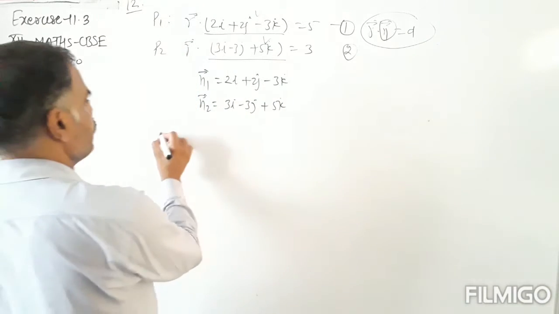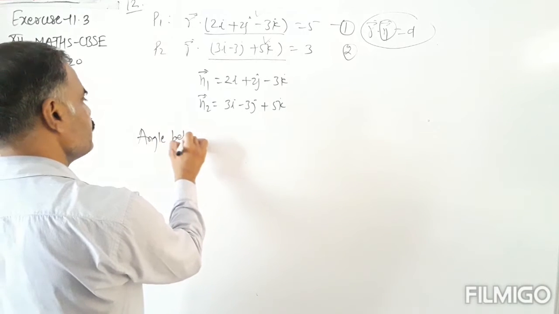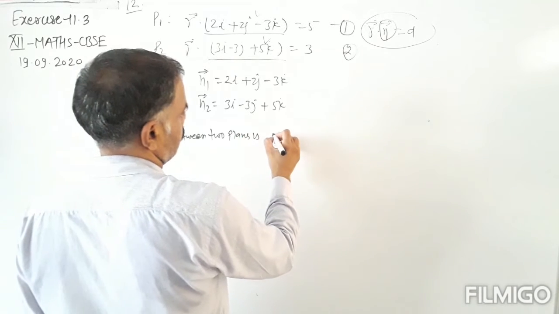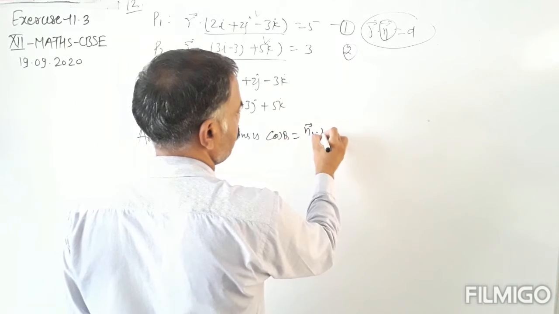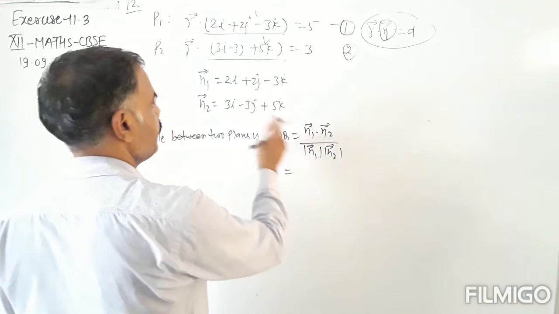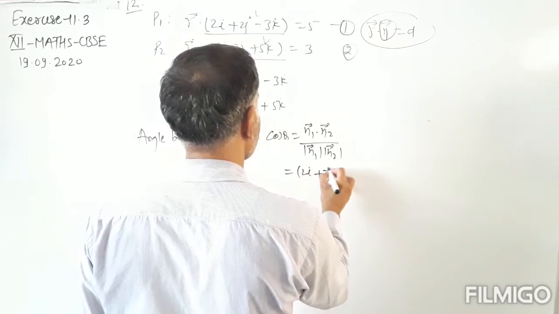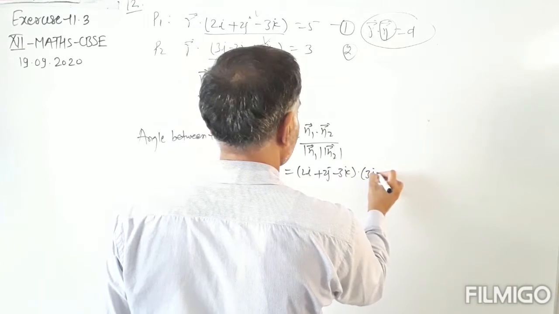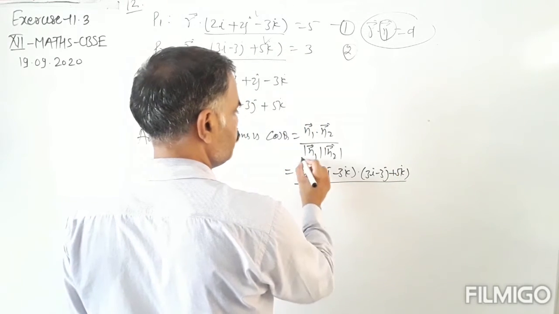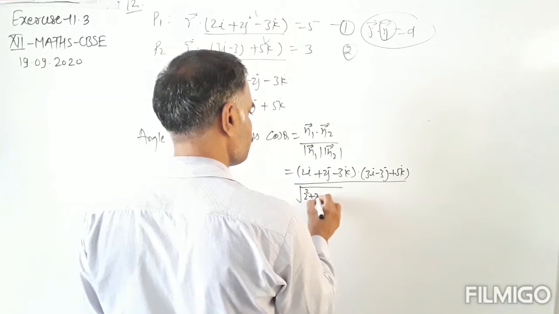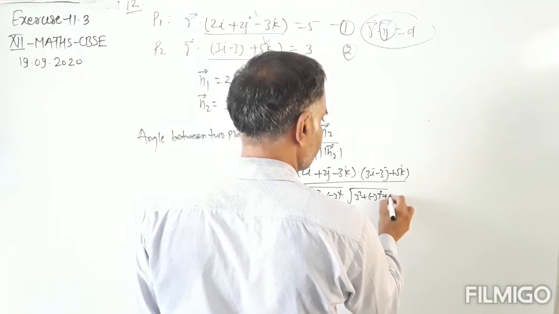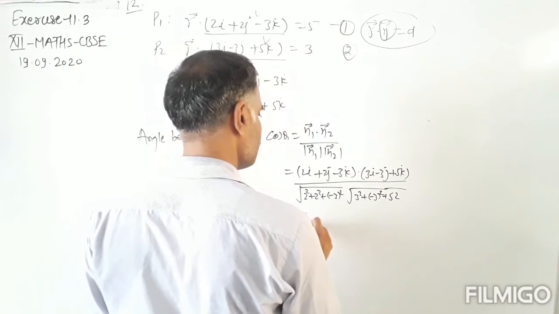So the angle between two planes: cos theta equals n1 vector dot n2 vector divided by magnitude of n1 vector times magnitude of n2 vector. n1 vector dot n2 vector is (2i cap + 2j cap - 3k cap) dot (3i cap - 3j cap + 5k cap), divided by the magnitude of n1 vector, that is under root 2 square plus 2 square plus minus 3 square, and the magnitude of n2, under root 3 square plus minus 3 square plus 5 square.